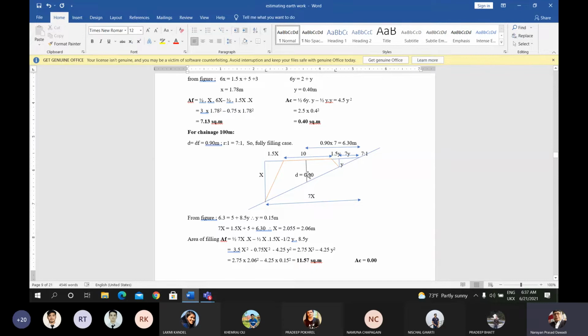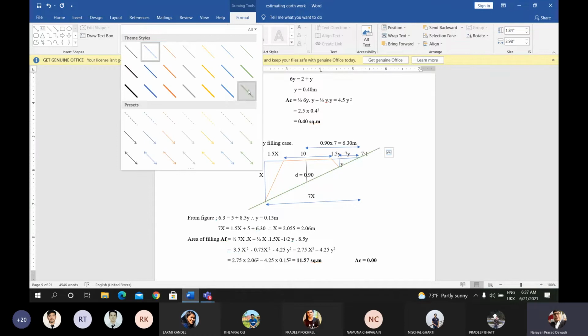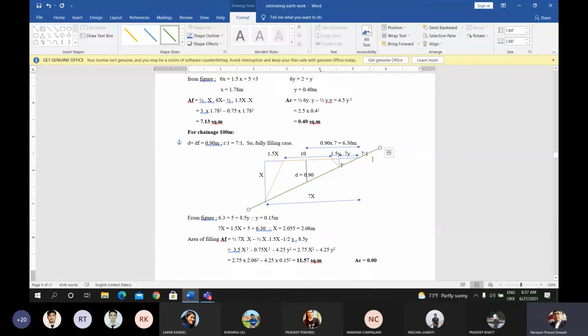You have done this in a similar way, and the depth is 0.90. This slope is 7. So the horizontal distance from the center of the road to the ground line, the green line, will be 0.90 into 7, which gives the value of 6.3 meter. Now for the x value, the horizontal distance from this end point to the ground slope will be x into 7, which gives the value of 7x.